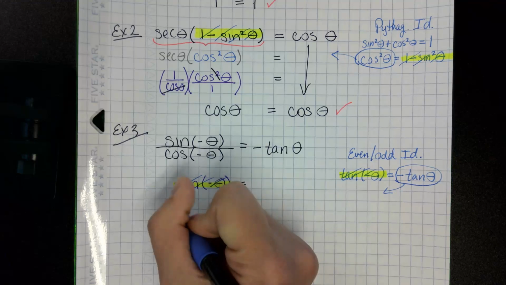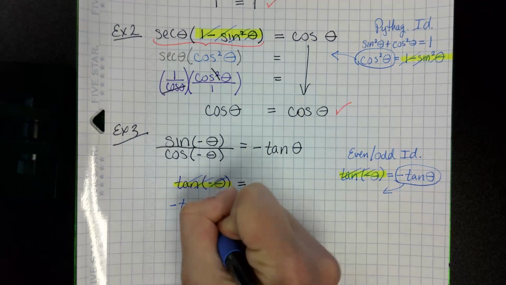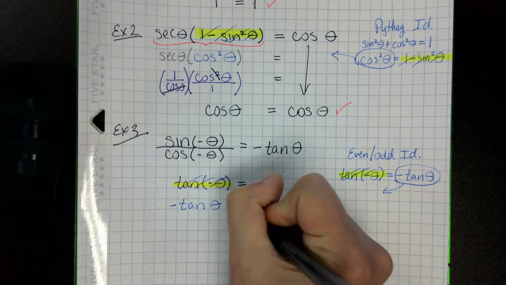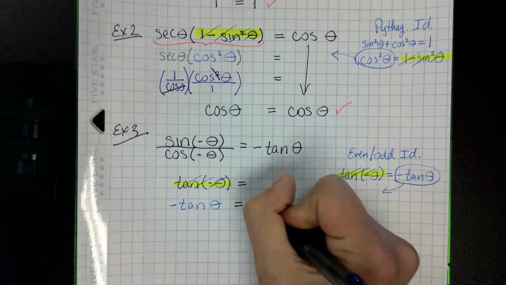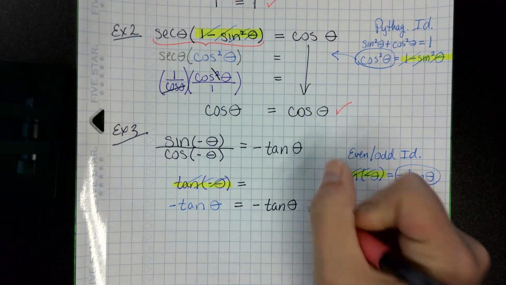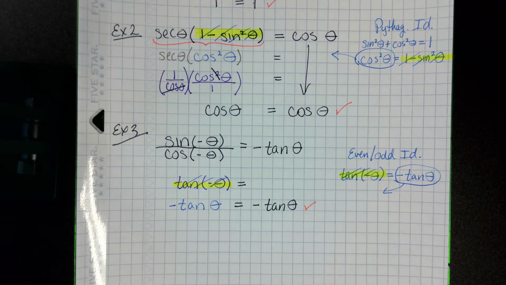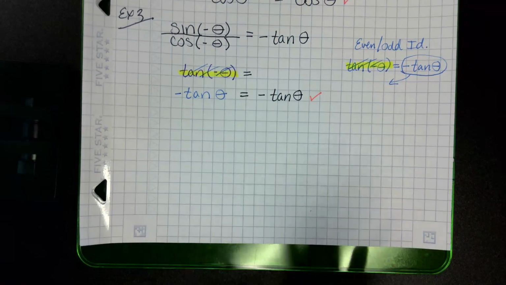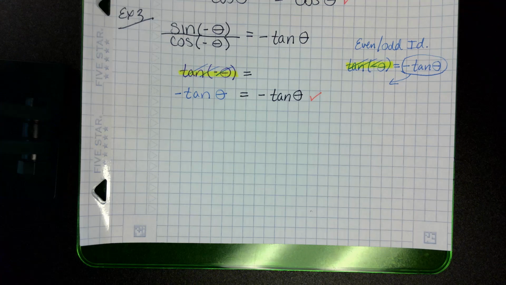So negative tangent theta is equal to whatever's on the right. And what is on the right? Negative tangent theta. So it has been verified. Good? Any questions? Everybody okay? All right. Then we'll keep going. Example 4.